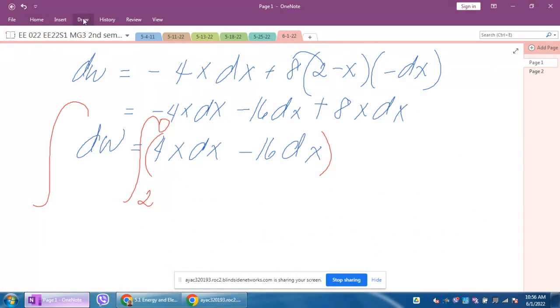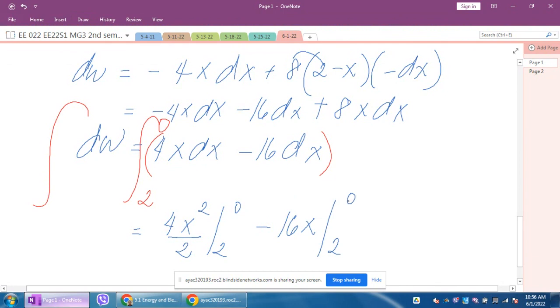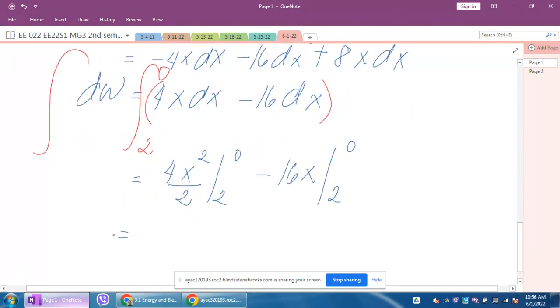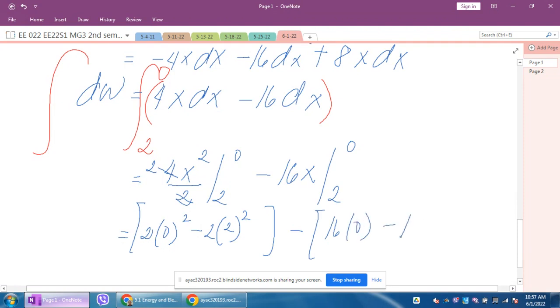So evaluating the integral. For integral of 4x dx, that will be 4x squared over 2, from 2 to 0, minus 16 integral of dx, which is simply x, from 2 to 0. So apply mo lang po yung upper minus lower. So that will now be equal to, pwede na natin gawing 2. So I have 2 times 0 squared minus 2 times 2 squared minus 16 times 0 minus 16 times 2.